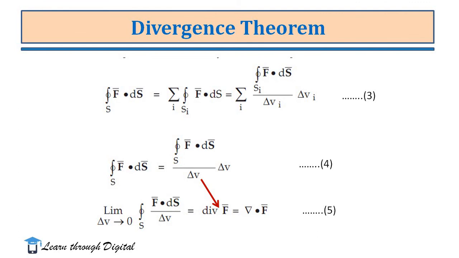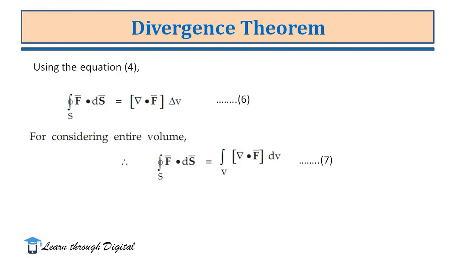Therefore, using equation 4, we can write the surface integral of F vector dot dS vector is equal to del dot F vector into delta V. For considering the entire volume, the surface integral of F vector dot dS vector is equal to the volume integral of del dot F vector dV. This equation is the statement of the divergence theorem, and hence the divergence theorem is proved.